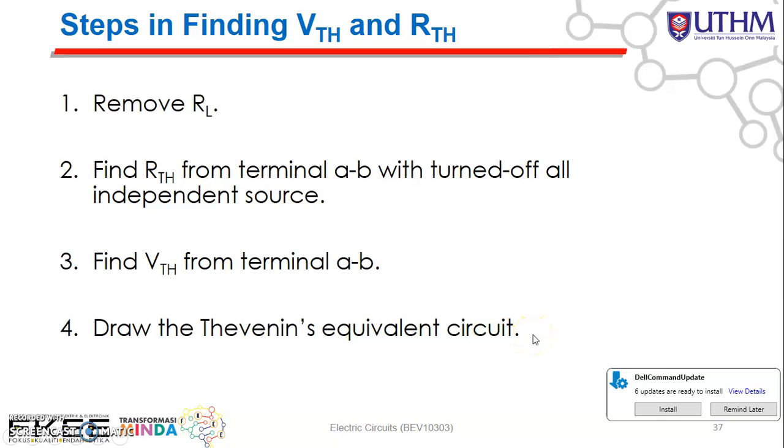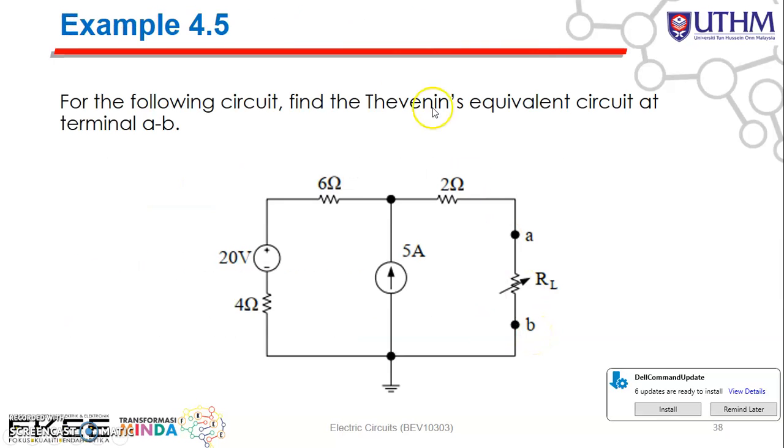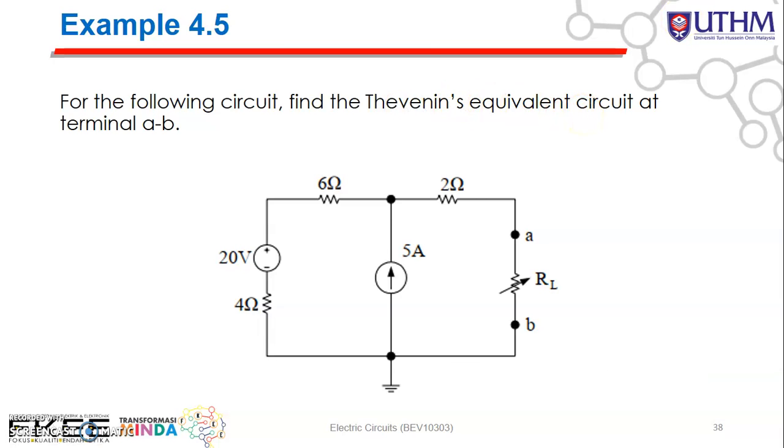Okay, so let's have a look at the following example on how to find the Thevenin's equivalent circuit. Okay, based on example 4.5, you are given this kind of circuit. Okay, so from here you can assume this is your linear two-terminal circuit. Exclude this one. Okay, and then you have a terminal A and B connected to the variable RL. Okay, so this is your load.